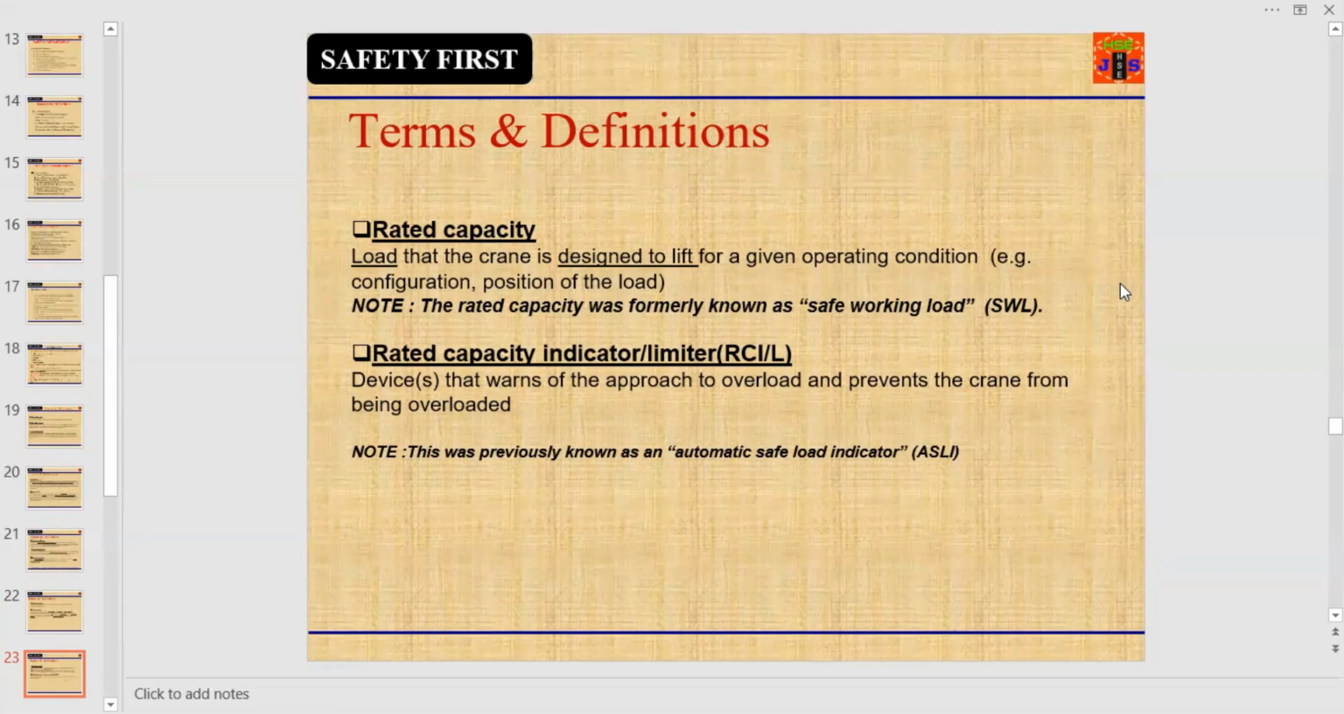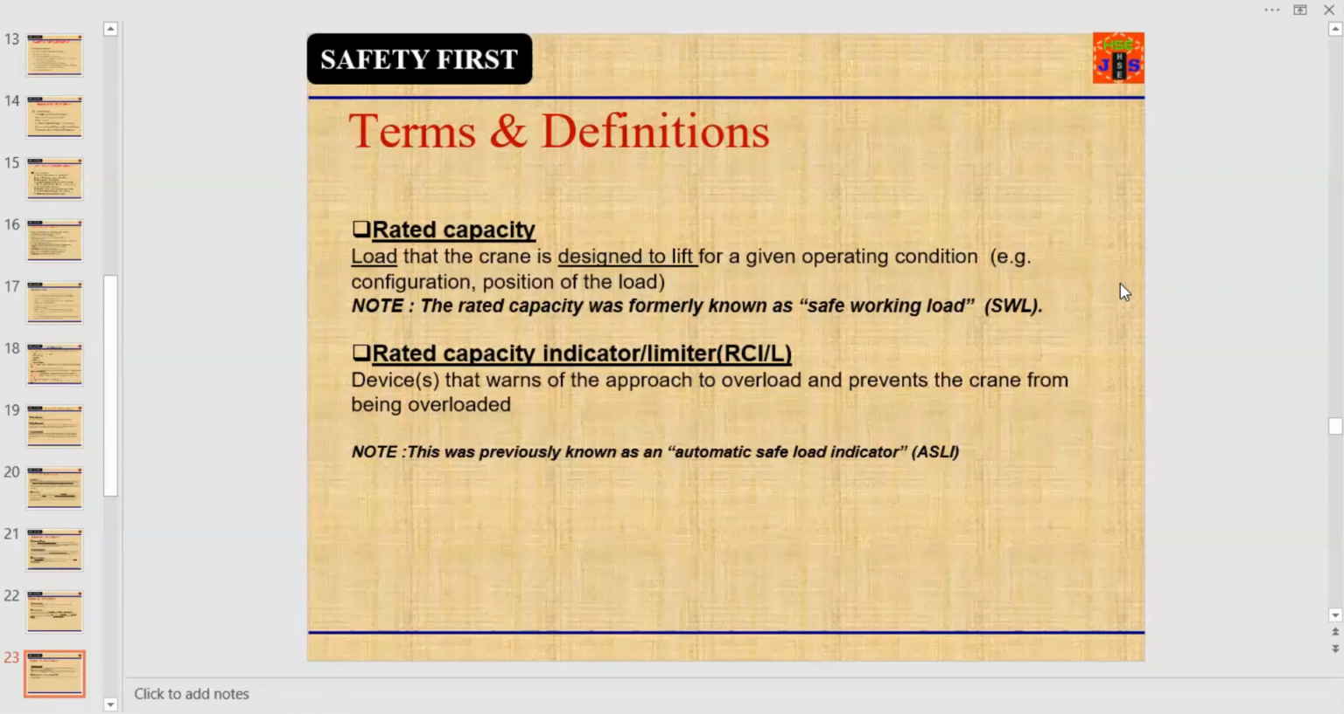What do you understand by the word rated capacity? Load that the crane is designed to lift for a given operating condition. For example, configuration and positioning of the load. Remember, the rated capacity was formerly known as safe working load, or in short, SWL.